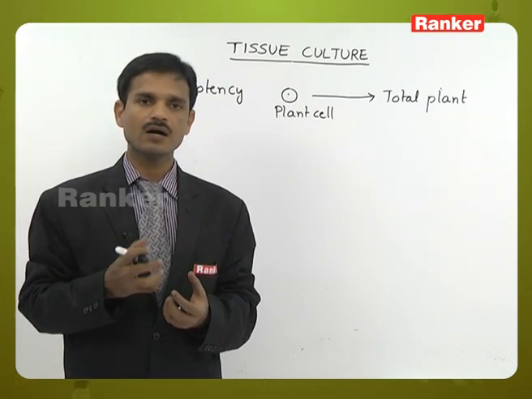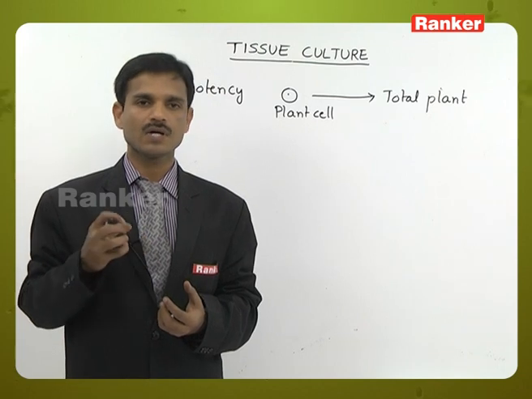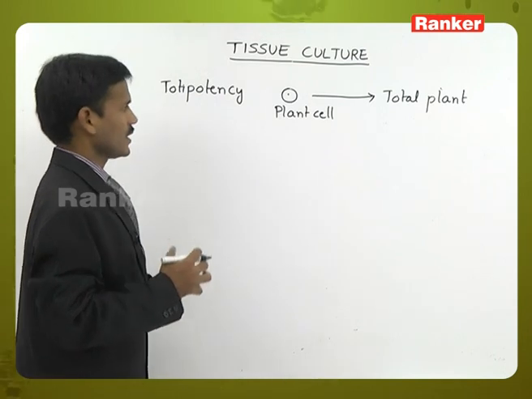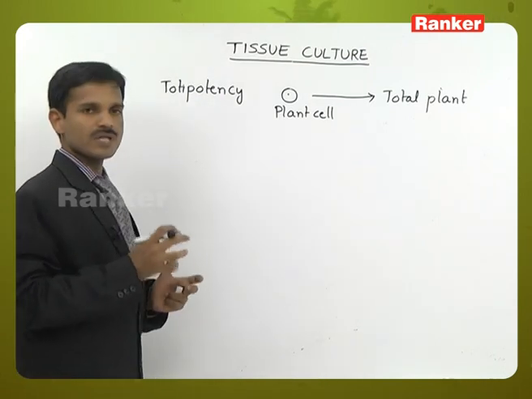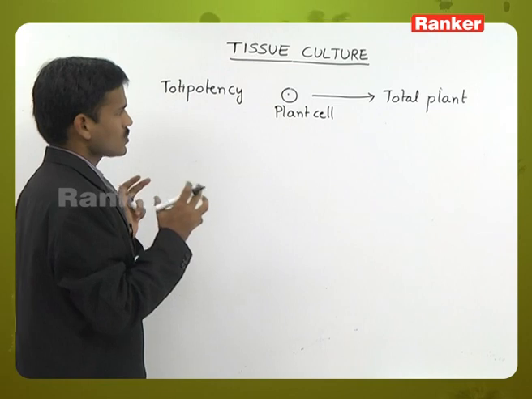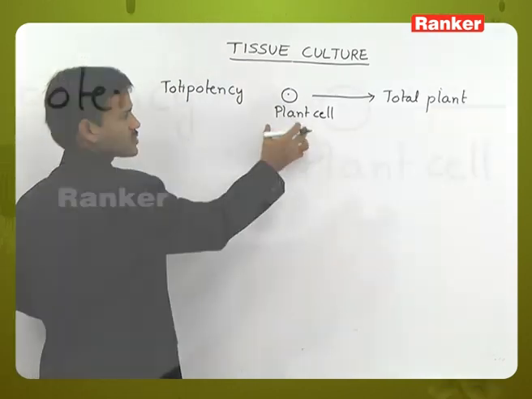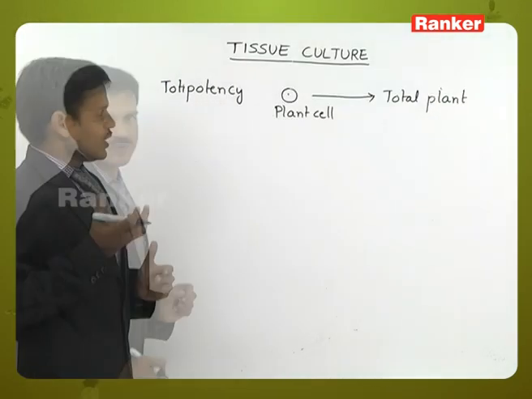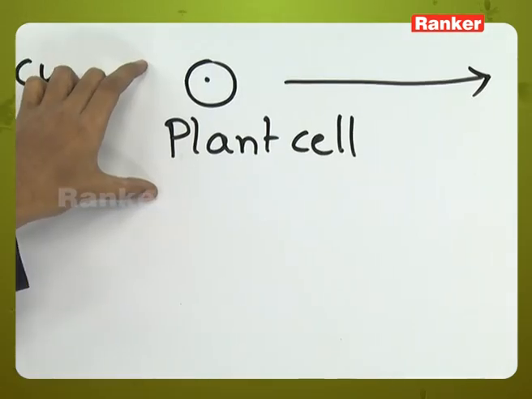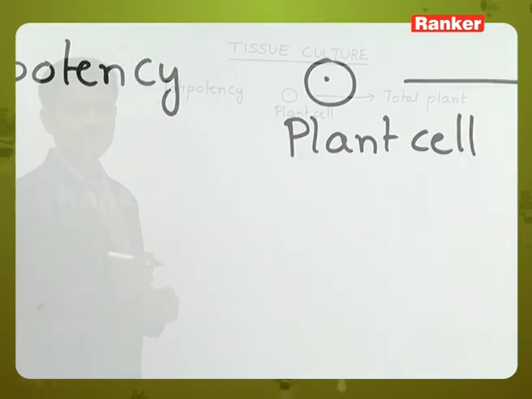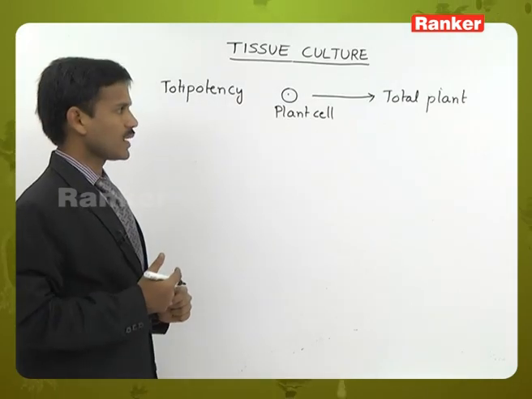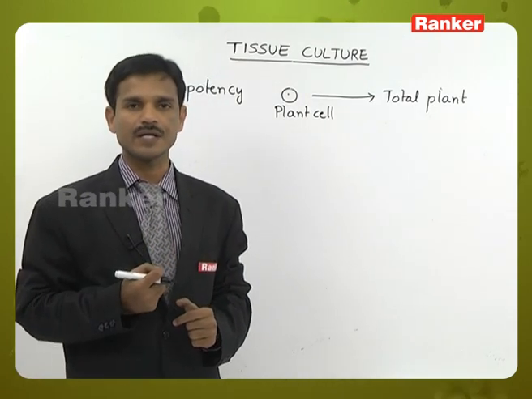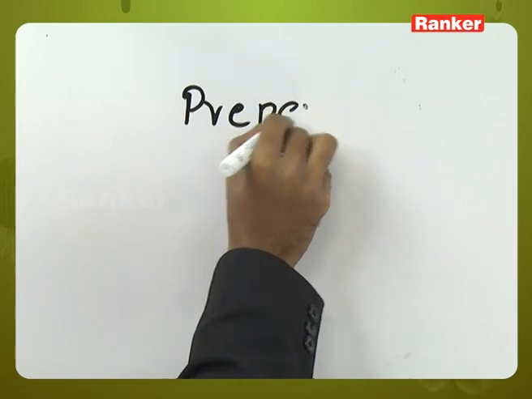All the enzymes and hormones are synthesized within the plant body, but here we are providing all these enzymes, hormones, nutrients and water to the plant cell. When all these are provided, the plant cell develops into a total plant. When the plant cell is grown on the nutrient medium, it develops into the total plant. So, what is nutrient medium? How can we prepare the nutrient medium? Let us discuss.